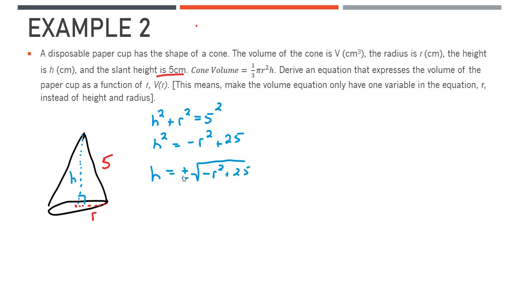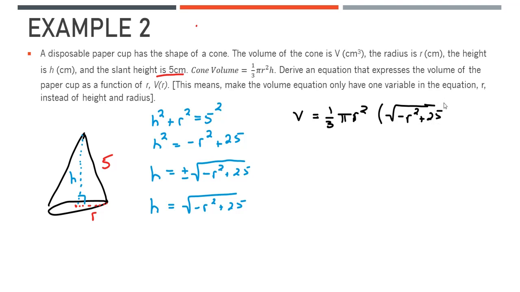Now I know that I can't have a height that's negative, so therefore I shouldn't have this minus here. You need to explicitly say that though. You can't just not put it. We're going to assume that you don't know what you're doing then. Okay, so I've got my h. Next, I need to substitute that h value back into this original equation. So I've got my volume is equal to 1/3 pi r squared. And then h is going to be substituted for the square root of negative r squared plus 25. And there we go.